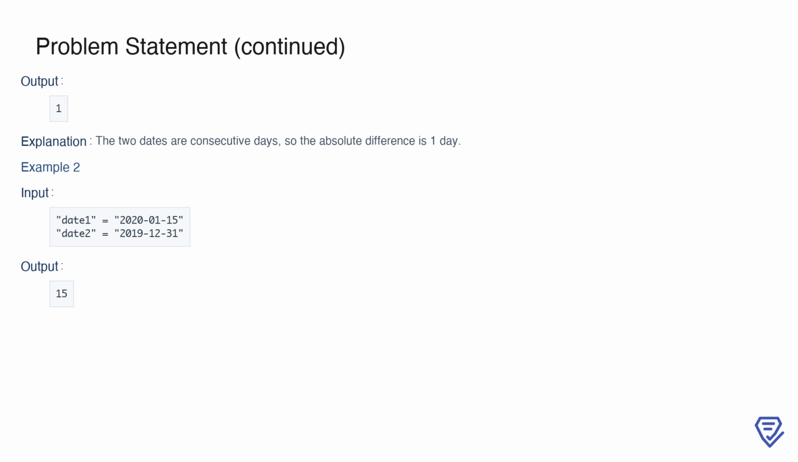The output here is 15, which represents the number of days between December 31, 2019, and January 15, 2020. This calculation accounts for the transition from one year to the next, ensuring that the days are counted accurately.